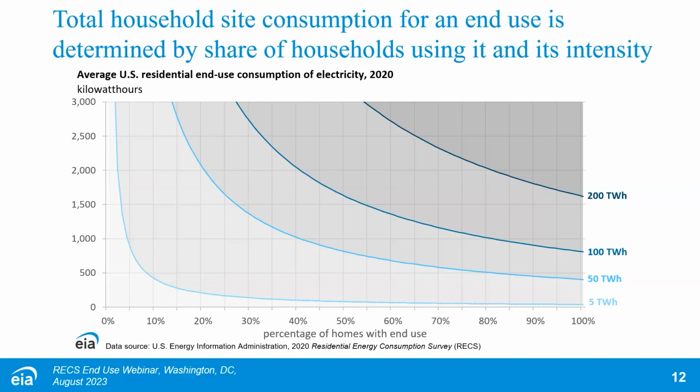So first, let's consider this graphic without any data points. We're only talking about electricity end uses here. The x-axis is the percentage of US homes using an end use, and the y-axis is average kilowatt hours consumed by the end use. And the curved lines are total electricity site consumption across all households expressed in terawatt hours.